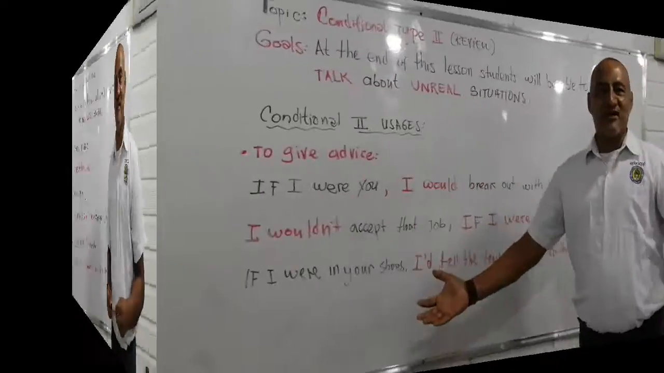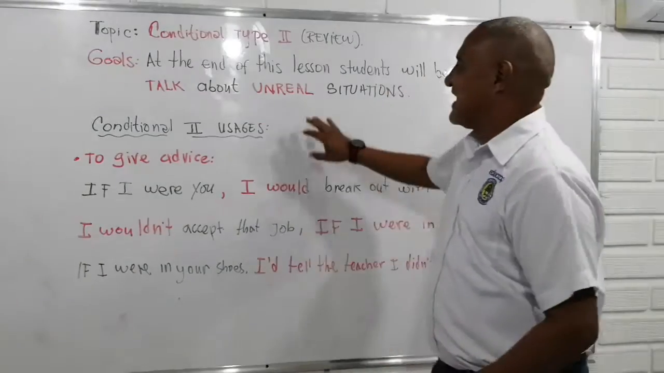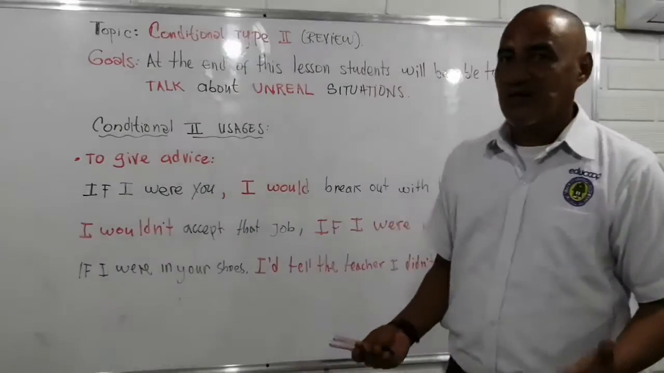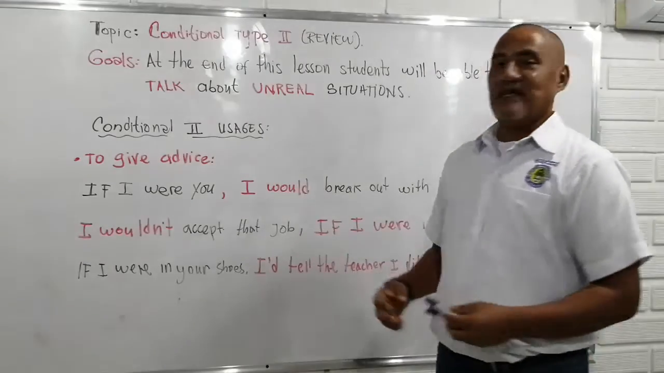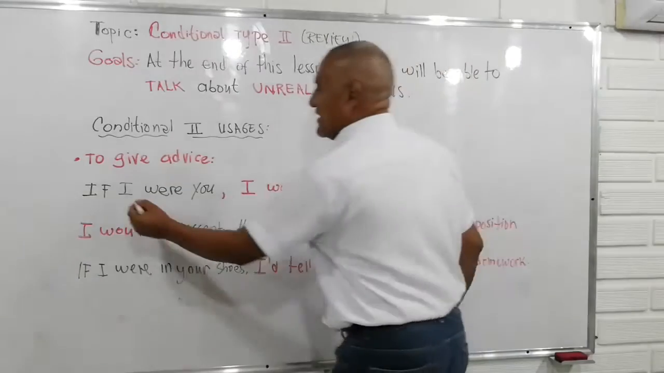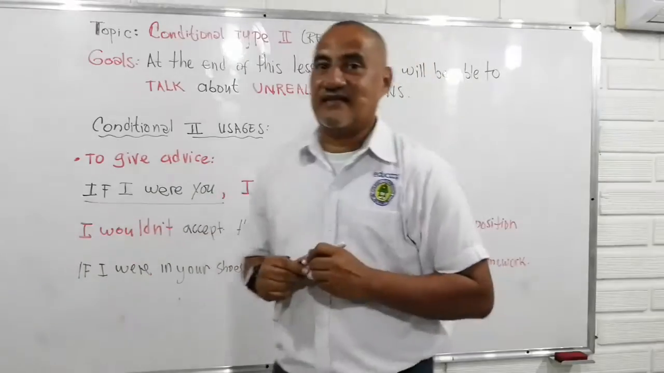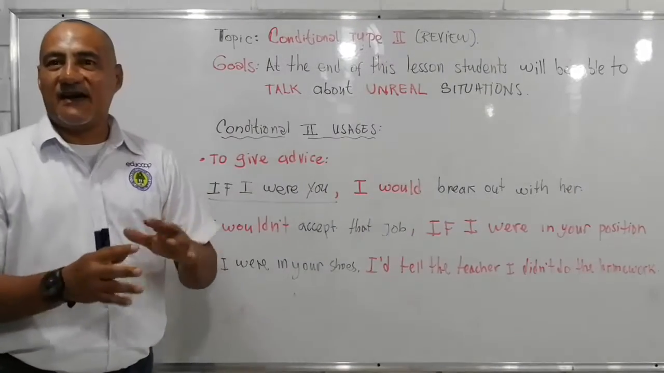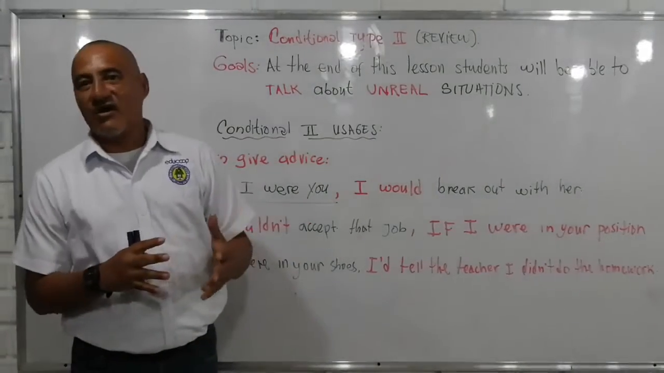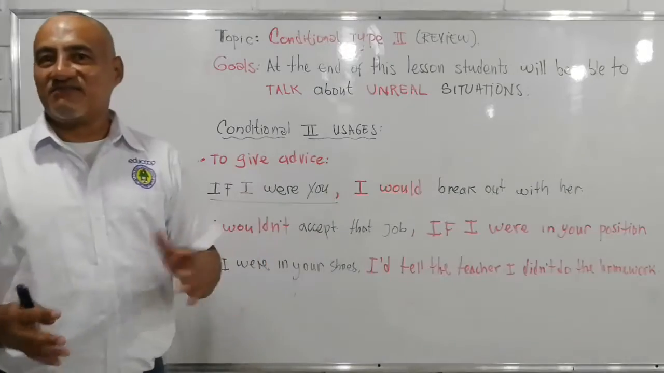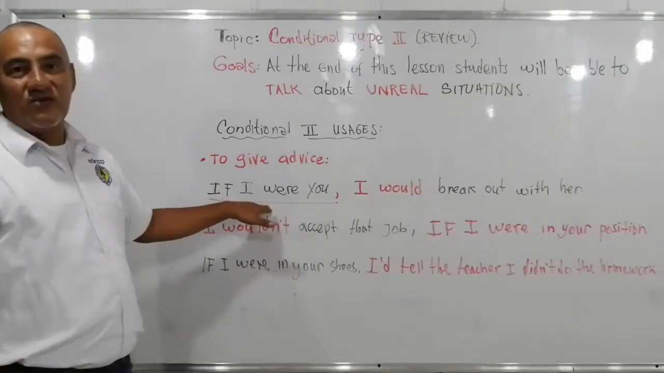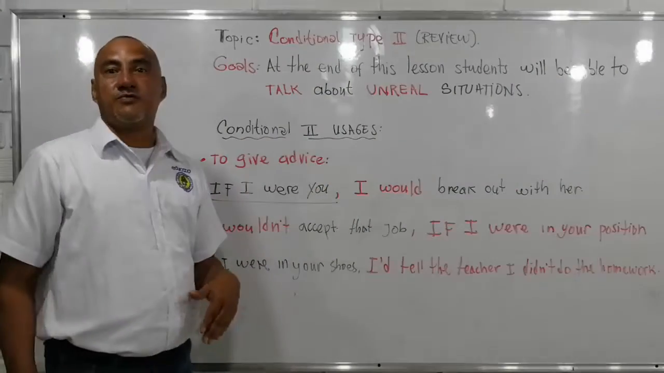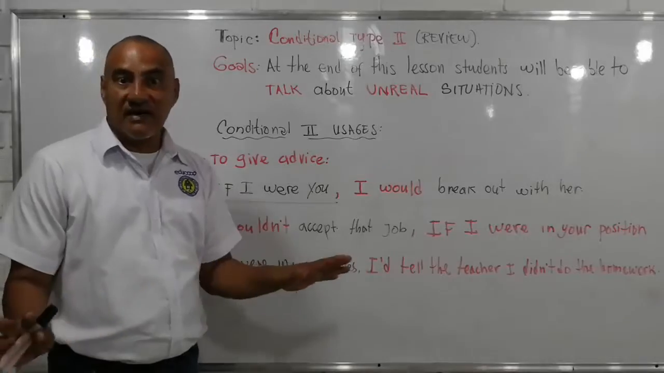Don't go away. Okay, here it is, another application of the second conditional: to give advice. Hacer recomendaciones, to express an opinion, to make a suggestion or recommendation. Then with this we use this form. If I were you, si yo fuera tú, right? If I were you, I would break up with her. I suppose there are two guys talking about a girl. They had a bad moment, and then one of them recommends to the other: si yo fuera tú, if I were you, I would break up with her. Terminaría la relación con ella. Okay?